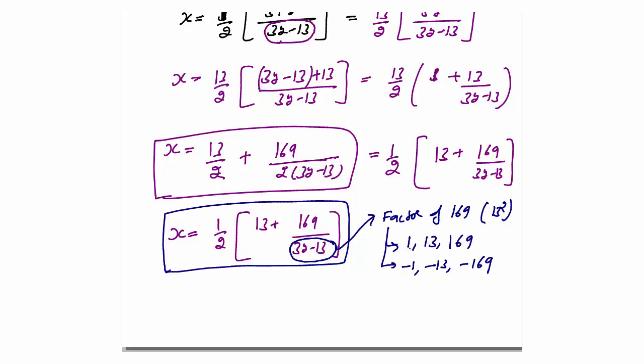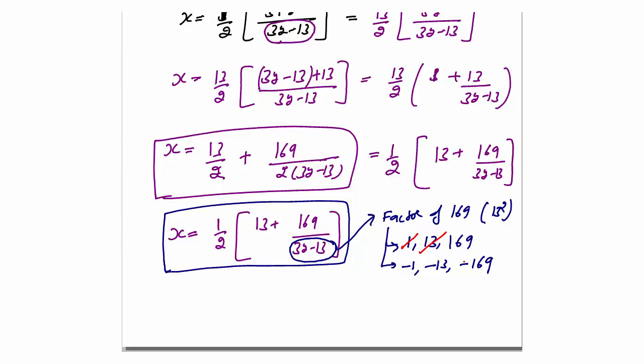3y minus 13, this is 1. Although this will be divisible by 169, y will not come as an integer, because if 3y minus 13 is 1, then 3y would be minus 40, which is not valid. Now if 3y minus 13 is equal to 13, then 3y would be 26, again not valid.